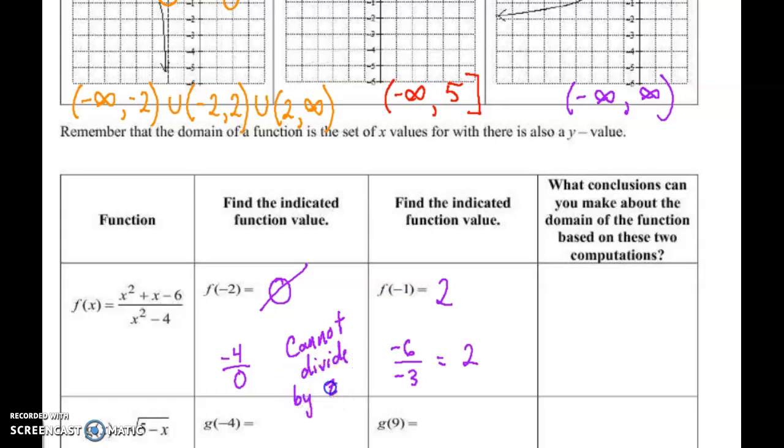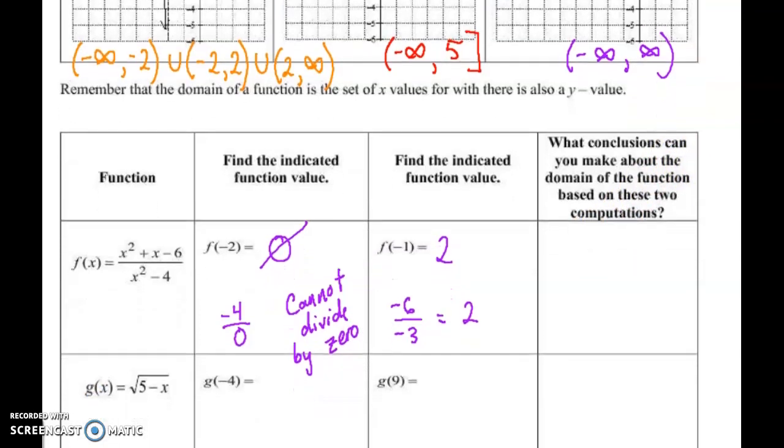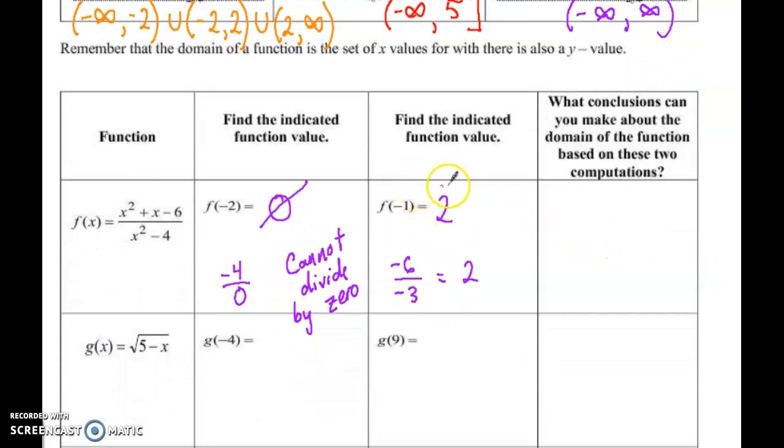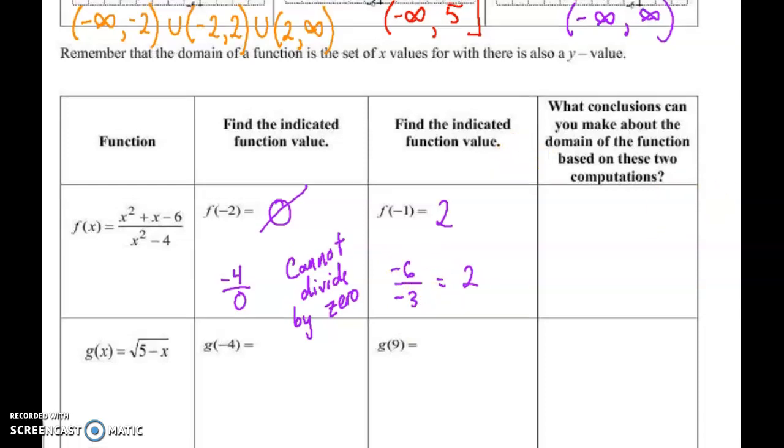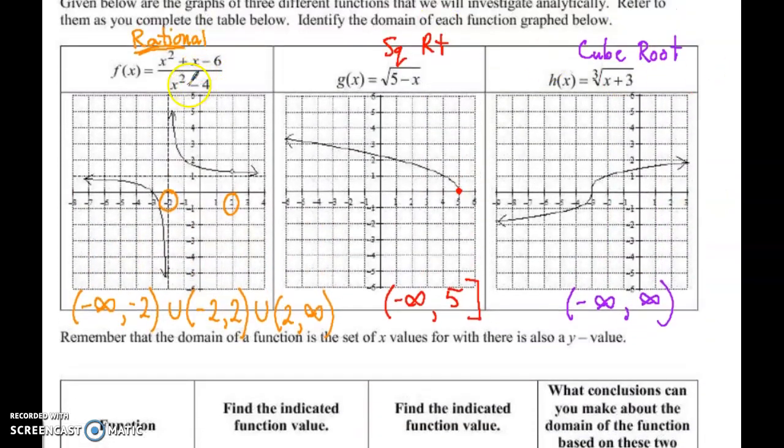We cannot divide by 0. So what I'm trying to get at is that there's a reason why this is a defined value, because we can divide things as long as we're not dividing by 0. So if I go back to, I should have done this in orange now I'm thinking about it. What makes negative 2 be an issue is what would we be dividing by? We'd be dividing by 0.